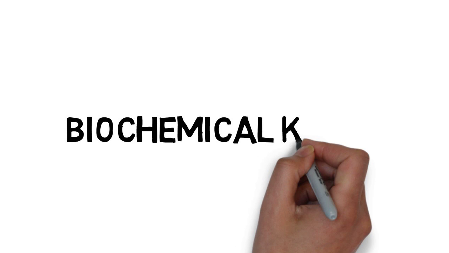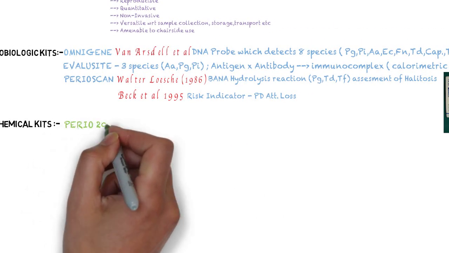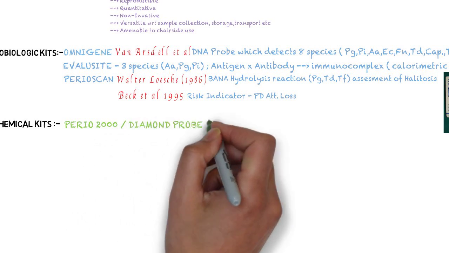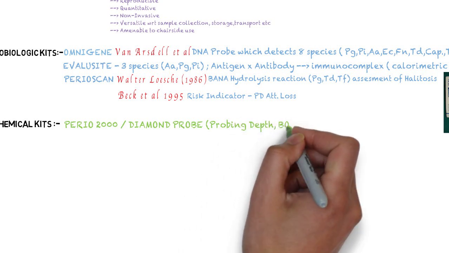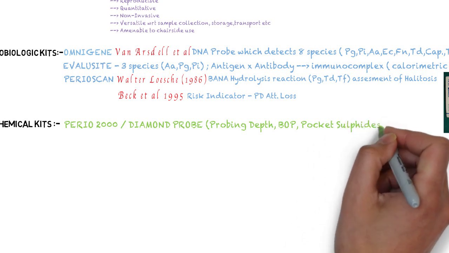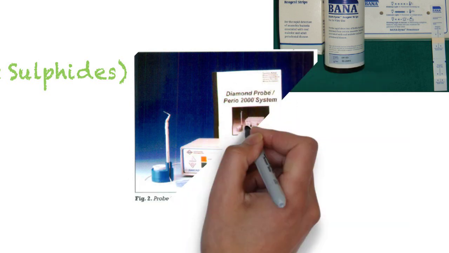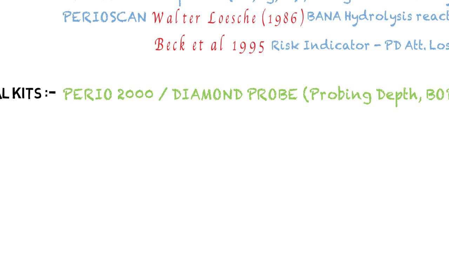Let us now see a few examples of biochemical or immunological based kits. The first one being Periotron 2000, also known as the Diamond probe system. It combines advanced ion selective electrode technology with the standard Michigan O probe. It is intended to measure pocket depth, evaluate presence or absence of bleeding on probing, as well as detection of sulfides in the periodontal pocket.